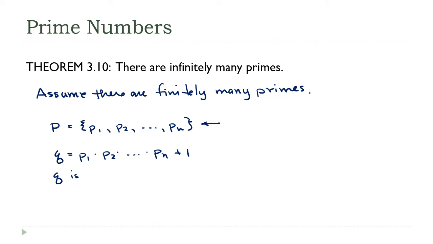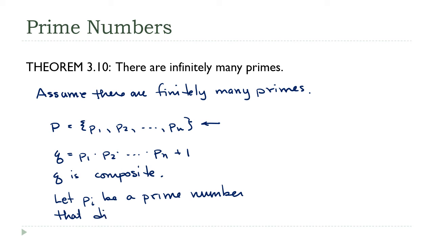Remember, the word for not prime is composite. So Q is composite. What does it mean for Q to be composite? Well, that means that there is a prime number that divides Q. Okay. So let's let that number be P sub I. Okay, so let P sub I be a prime number that divides Q.